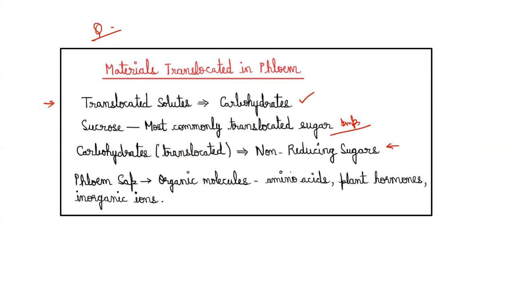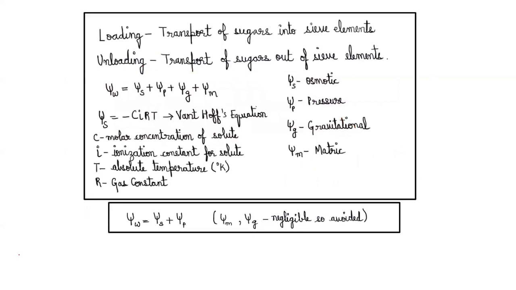Then phloem sap includes the organic molecules, which includes the amino acids, the plant hormones, and the inorganic ions. Okay, so organic molecules are the major part. The rest of the things are also present in the phloem sap. So let us now talk about the water potential.